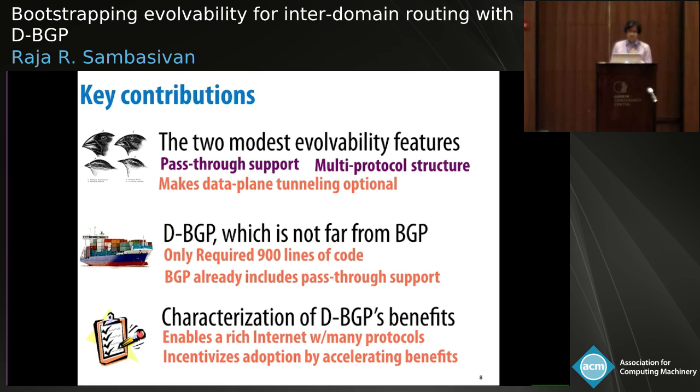Third, we characterized the benefits D-BGP could provide if it were deployed internet-wide instead of BGP. We showed that D-BGP can enable a rich internet comprised of many inter-domain routing protocols, and we also showed that D-BGP incentivizes adoption by accelerating the rate at which adopters of different types of protocols see those protocols' benefits compared to BGP. So first I'll describe how we identified the evolvability features.